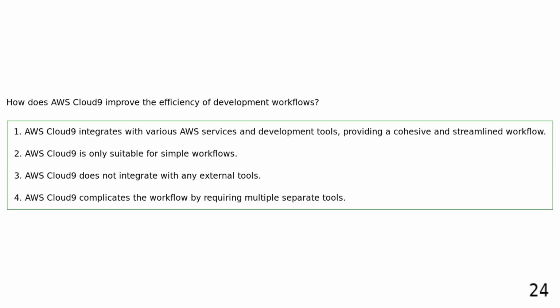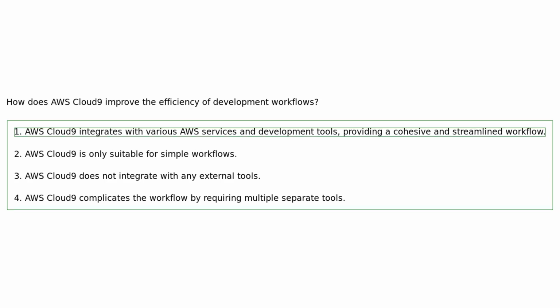How does AWS Cloud9 improve the efficiency of development workflows? AWS Cloud9 integrates with various AWS services and development tools, providing a cohesive and streamlined workflow. AWS Cloud9 is only suitable for simple workflows. AWS Cloud9 does not integrate with any external tools. AWS Cloud9 complicates the workflow by requiring multiple separate tools. AWS Cloud9's integration with AWS services and development tools enhances the efficiency of development workflows by creating a cohesive environment.